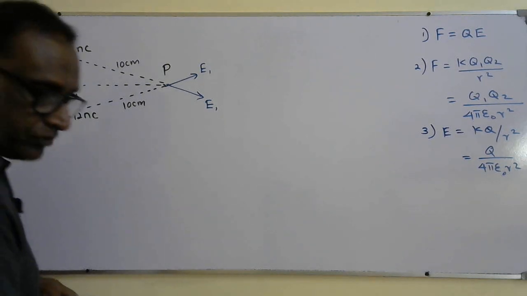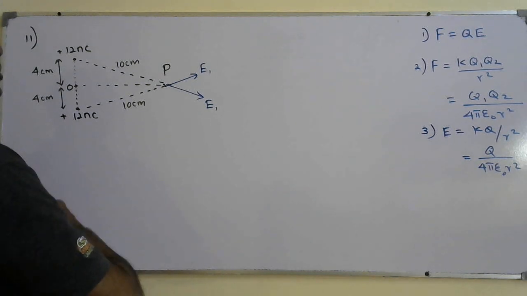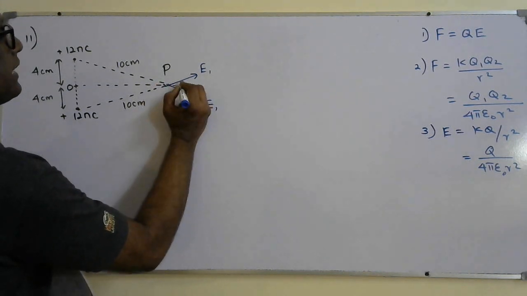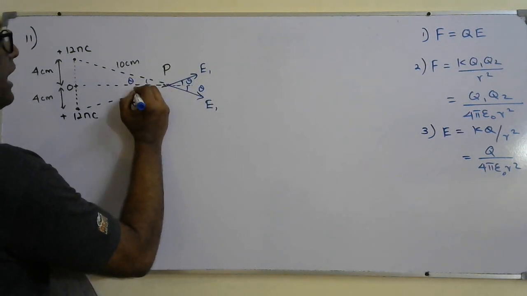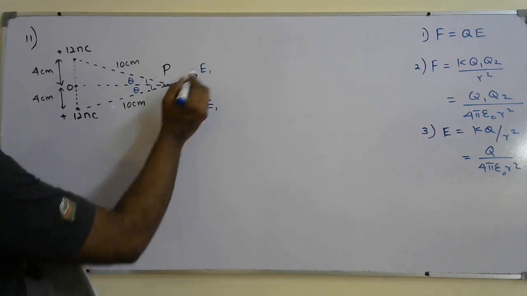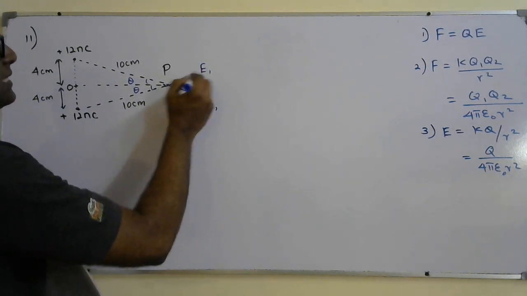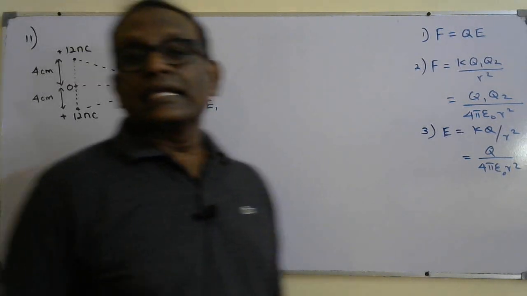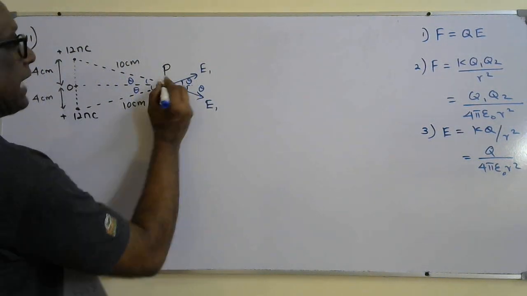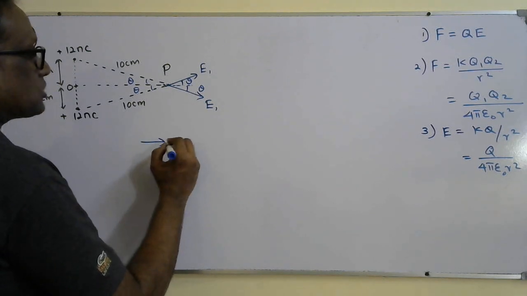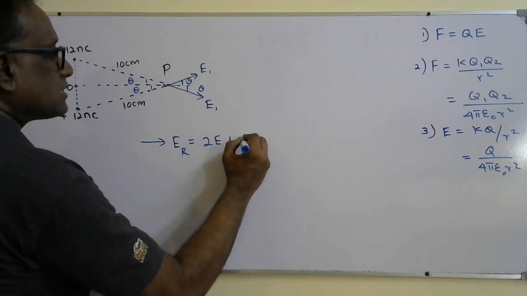Okay, so I need to find the resultant electric field strength at point P. They are in two different directions. They make an equal angle theta with the horizontal line. We can find the theta, it's not an issue. But if I resolve, E1 sine theta is downwards and this is upwards. So the vertical components will cancel each other. So the resultant electric field strength at point P is going to be towards the right. That resultant ER is going to be 2 E1 cos theta.